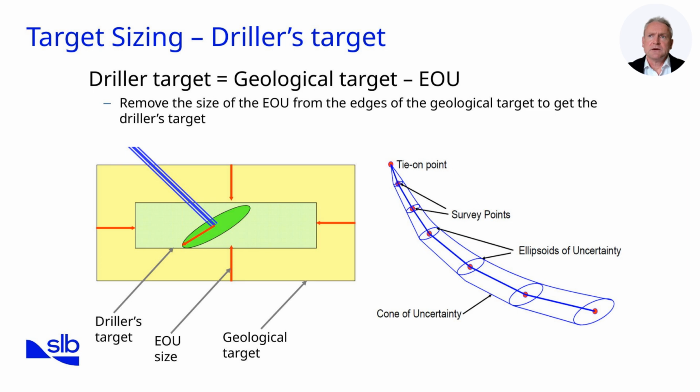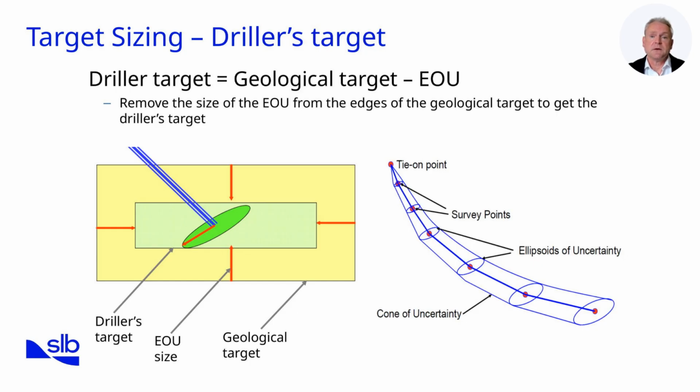The key point of survey program is to have an error which is less than the geological target size. The slide illustrates how the driller's target is different from the geological target. In theory, the geologist defines a reservoir interval where the well should land. However, when we factor in the uncertainty of survey measurements, represented by the EOU, the effective target for the driller becomes smaller. In practice, this means we subtract the size of the EOU from the edges of the geological target.